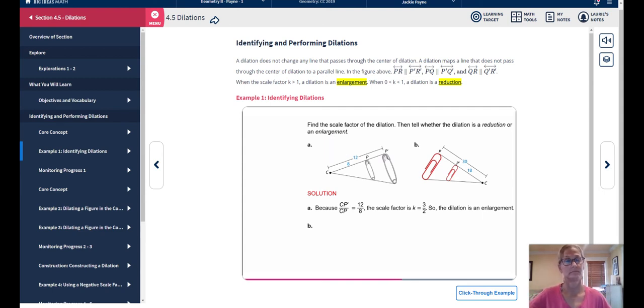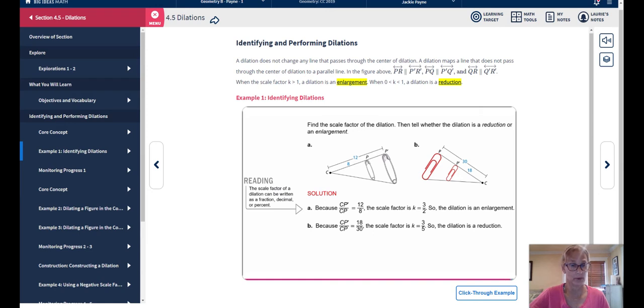Part B. The ratio of the lengths of the corresponding sides of the image and the preimage is CP prime to CP. In the diagram, CP prime is 18 and CP is 30. Because CP prime divided by CP is equal to 18 divided by 30, or 18/30, the scale factor is K equals 3/5. When 0 is less than K, which is less than 1, a dilation is a reduction. 3/5 is greater than 0 and less than 1, so the dilation is a reduction. The scale factor of a dilation can be written as a fraction, decimal, or percent.